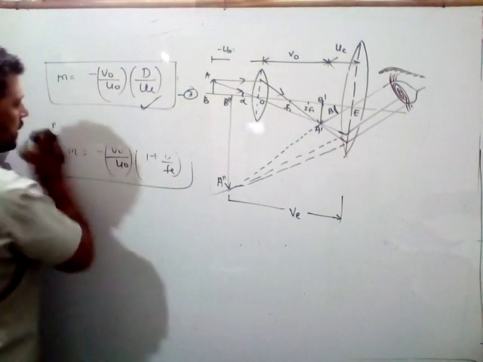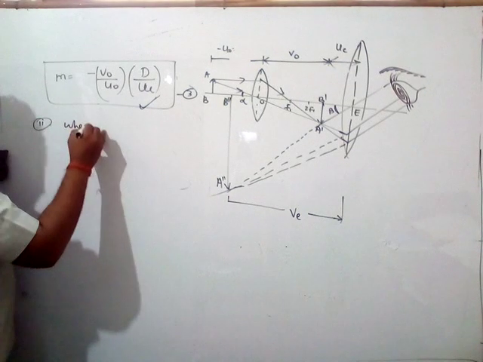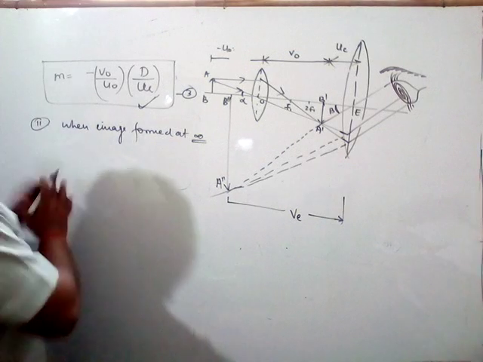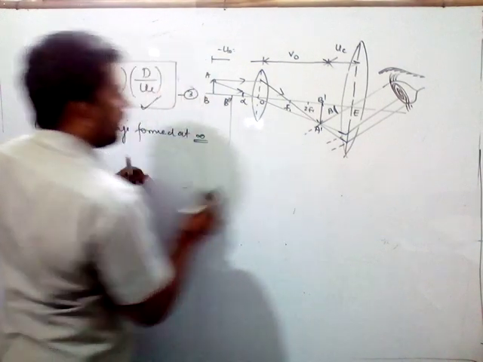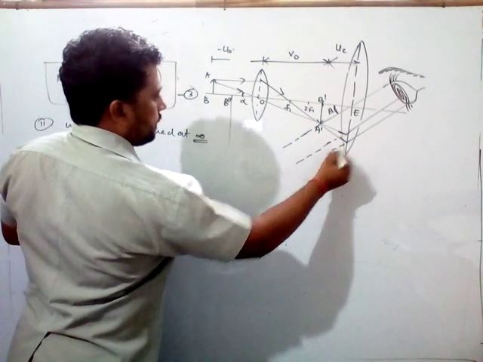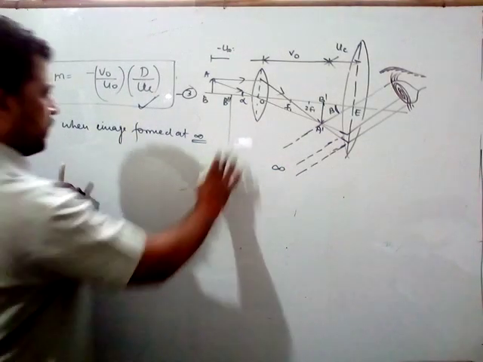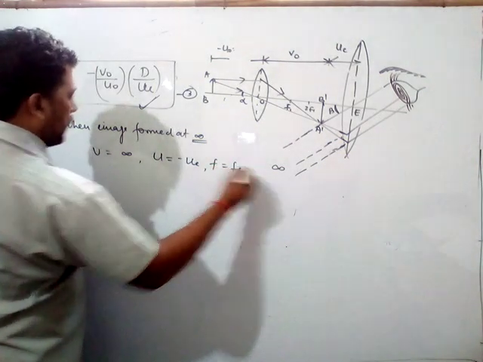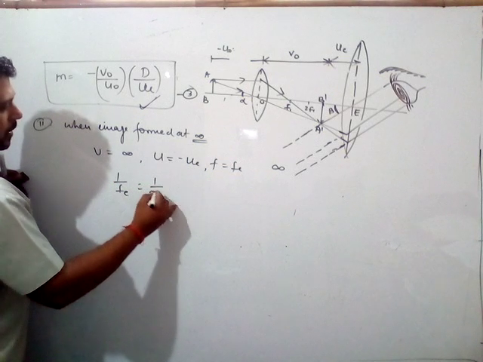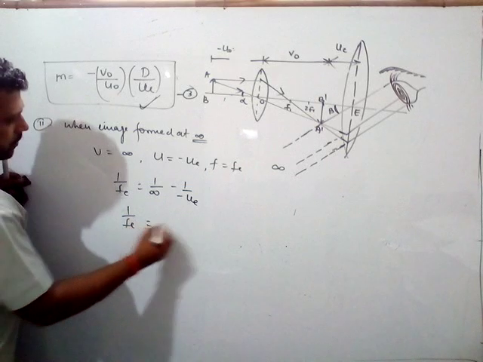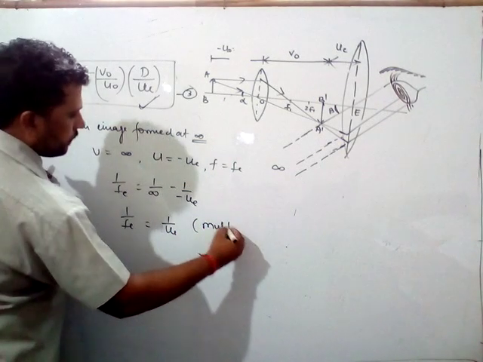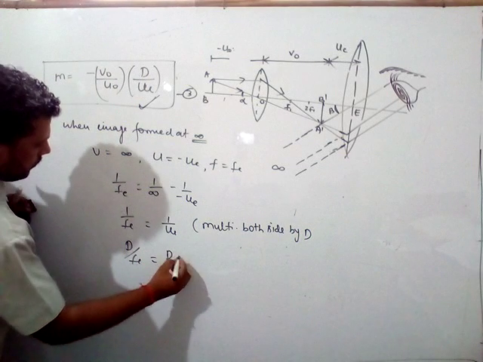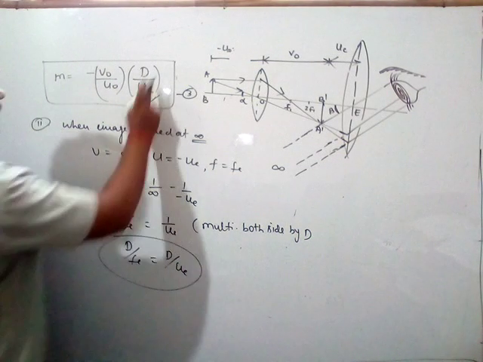And now let me discuss the second condition, whenever the image is formed at infinity. It means the image formed is such that the rays of light do not intersect anywhere, they just go on, and the image is formed at infinity. So in this case V is equal to infinity, U is equal to minus UE and F is equal to FE. So 1 by FE is equal to 1 by V minus 1 by U. So 1 by FE is equal to 1 by UE, and multiplying both sides by D, it is D by FE equal to D by UE, and here putting the value of D by UE in equation third.